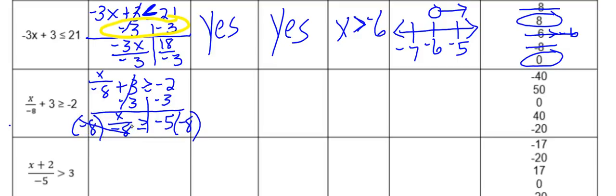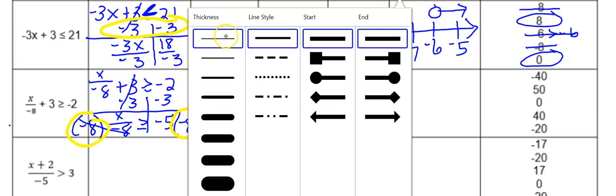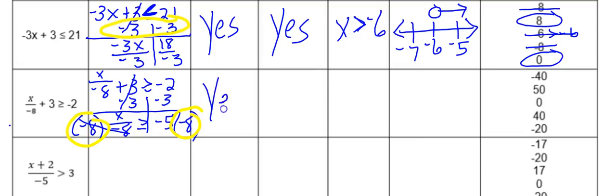So let's go ahead and look at our questions before we write our solution. Did we multiply or divide by a negative? Absolutely, right here, this negative 8, we multiplied both sides by that negative 8. So the answer is yes. Do we flip the sign? Yes, we do. And so x is, instead of greater than or equal to, going to be less than or equal to negative 5 times negative 8, which is 40.